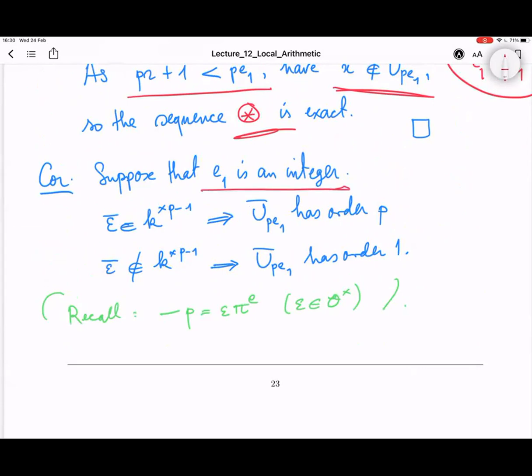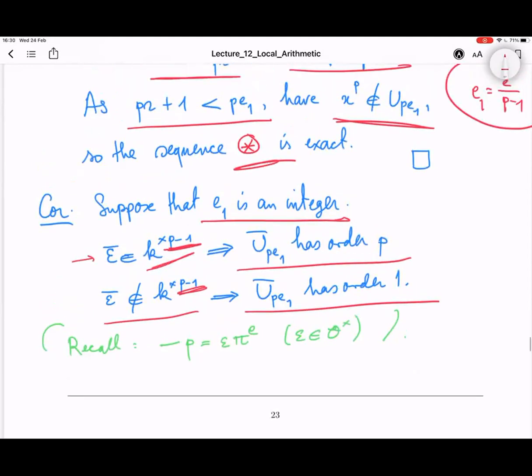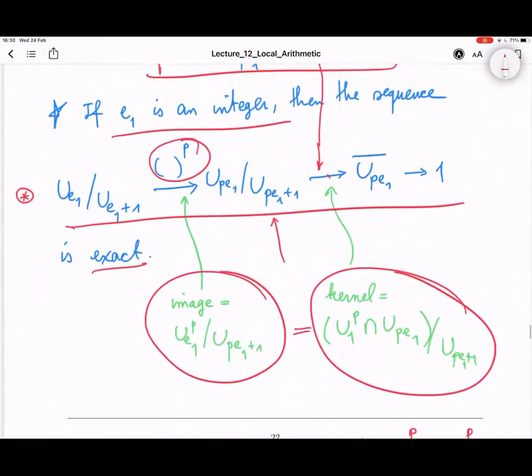So now continue to suppose that e_1 is an integer, and if this is a p-th power, then this is order p, and this is not a (p minus 1)-th power. If this epsilon bar is not a (p minus 1)-th power in k star, then this is order 1. Okay, why does that follow?